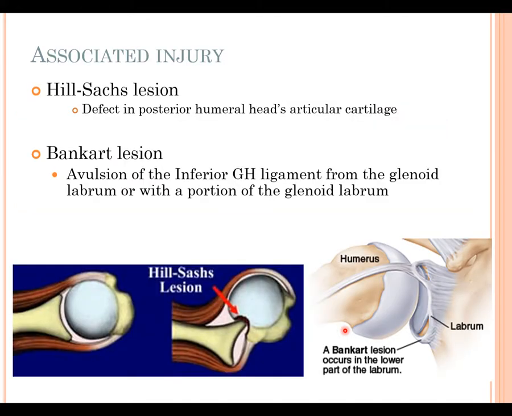Things that are going to be associated with anterior dislocation specifically. So when you do dislocate anteriorly, we tend to see two things. We have a Hill-Sachs lesion and we have a Bankart lesion. A Hill-Sachs lesion is technically defined as a defect in the posterior humeral head's articular cartilage. So what's going on here?